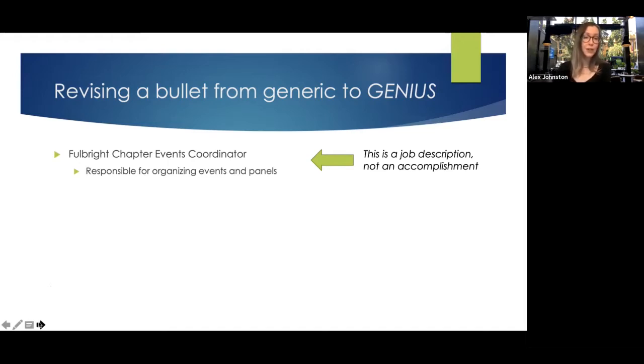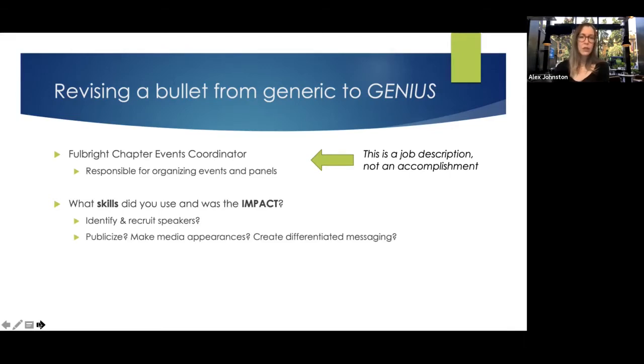What did you actually accomplish? What skills did you use? What was the impact? Did you identify and recruit speakers? Did you publicize these events? Did you make media appearances? Did you create differentiated messaging? What kind of events were these? And for what purpose? Why did you even organize these? I can't tell this from this job description up here that was put on my resume.